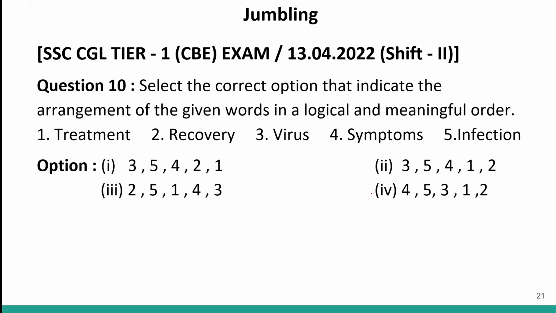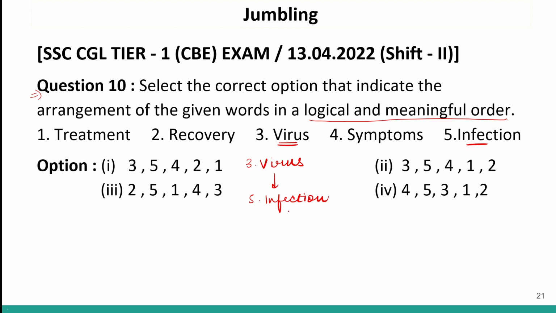So option number 2 will be your correct answer. Okay? Now, again, question number 10, we have to arrange them in logically meaningful order. So we have 5 words: treatment, recovery, virus, symptoms, and infections. So the first thing that you'll get is a virus, right? When you get a virus, you get an infection, right? The second logical thing will be infection.